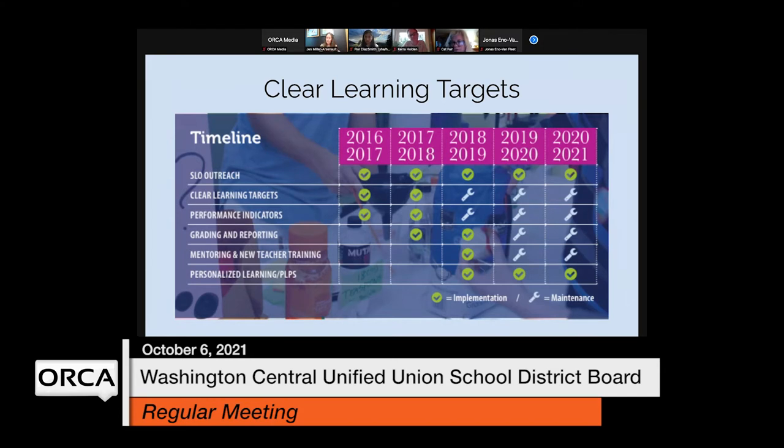And last year, we started in the process of really clearly articulating the personalized learning plan process. So we're trying to create courses in Canvas for that work, and Canvas is our learning management system, and really checklists that better inform our families and students about the personalized learning opportunities and flexible pathways. Act 77 is what drove a lot of this work for us.